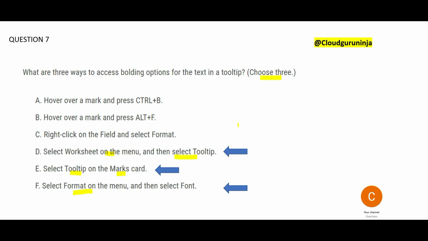I hope I was able to clarify this. And it is very easy. Looking at the option, you can clearly say A and B are definitely wrong. They are not clearly saying. Just hovering will do nothing. You have to select. You have seen it a number of times.